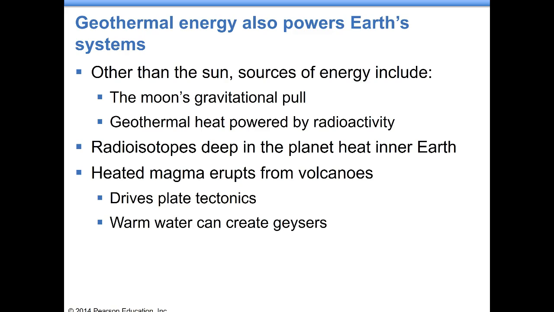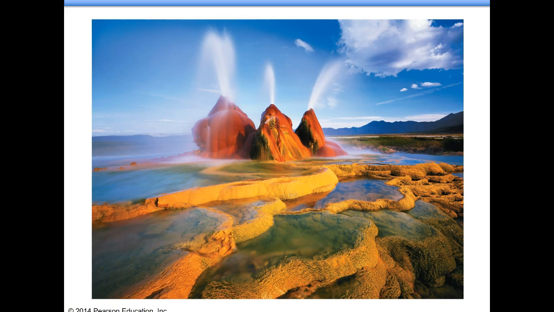Warm water that happens as a result of the magma can actually create geysers. Yellowstone Park, Old Faithful, that happens at 12 o'clock because it's a constant heating, and that water comes out, and we can use that energy. So here is an example of some geysers that are forming and spouting out hot water.